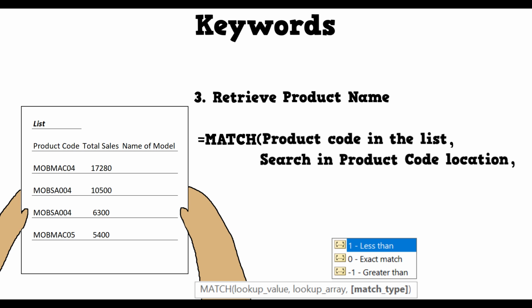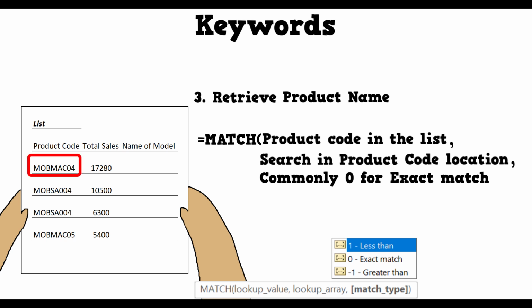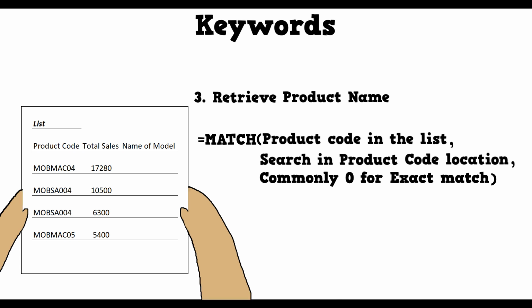When you are keying the third argument for match, there is a pop-up for you to choose between 3 options. Like the VLOOKUP, the more common option is 0 for exact match, where we only want this exact product code MOBMAC04. Do note that this argument has square brackets, and that means this is optional. If you did not input anything, the default is 1, and that is mostly not what we want. And with a close parenthesis, this match function will give us a row number based on the range we selected.